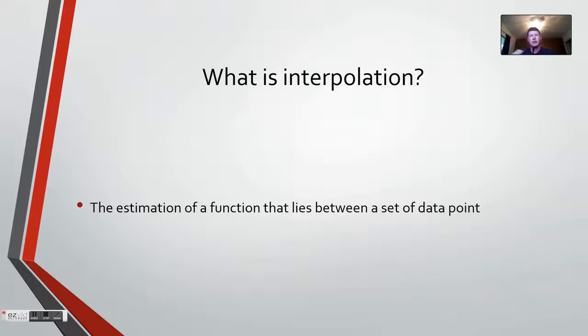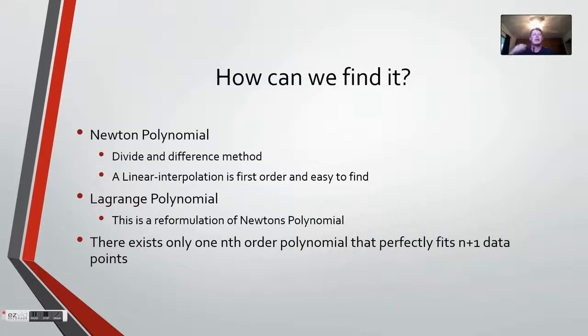How can we find interpolation? Well, there's 2 main methods used today. First is using the Newton polynomial method. It uses a divide and difference method, where you then apply those answers into a polynomial. This has a recursive divide and difference portion, and as things are placed on the stack, the divide and difference is computed. Then when they are removed from the stack, those values are used to build the polynomial equation. And then we have the Lagrange polynomial.